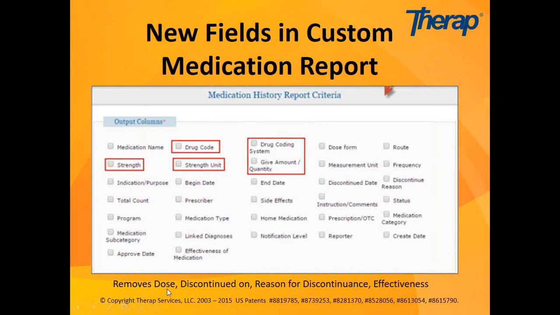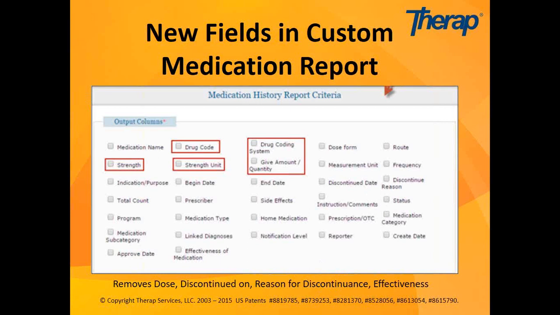If you look down here at the bottom of this PowerPoint, we are removing fields for dose, and discontinued reason, but we have changed discontinued on and reason for discontinuance to discontinued date and discontinued reason. So we just changed the terminology there. Effectiveness. We do not have a field for effectiveness moving forward with this medication custom report that you create. So your current reports that you create, you have that information on those reports. Moving forward, though, that has been targeted as being taken off.